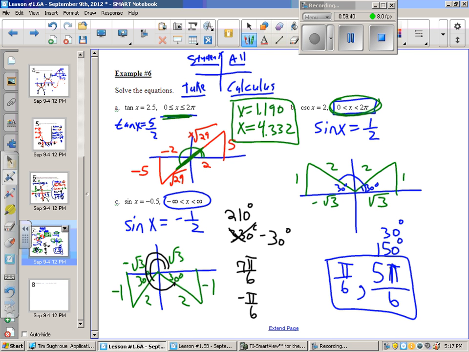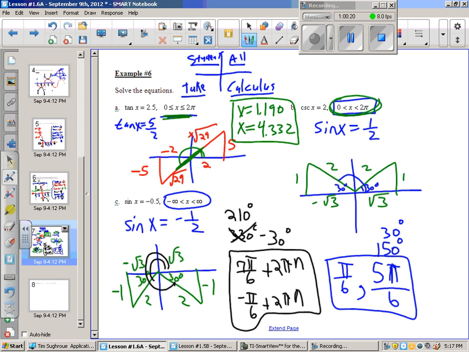But how do we represent then that there's infinitely many solutions to this? And here's the key. Yes, it's 7 pi over 6, but any rotation of 7 pi over 6 will also work. So if I go around again and add another 2 pi to this, that angle will also work. If I add 4 pi, it will work. So how we represent any rotation of this angle will also work is by adding a 2 pi n to the answer. Add 2 pi n, where n is assumed to be an integer, any integer value.